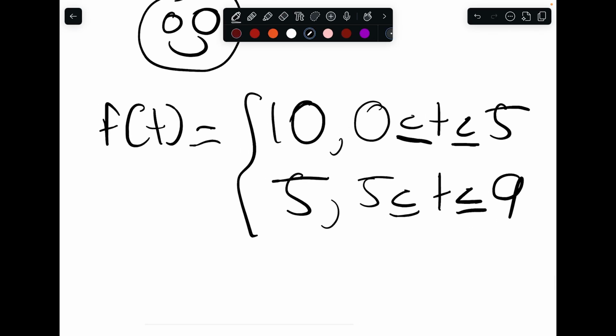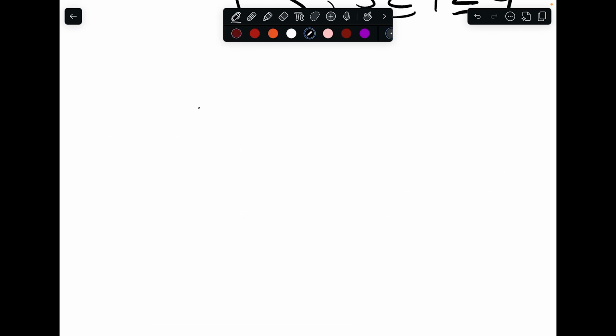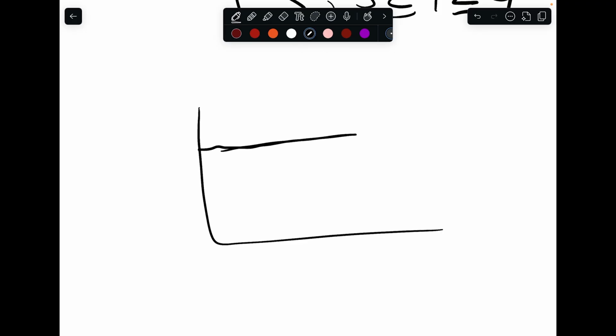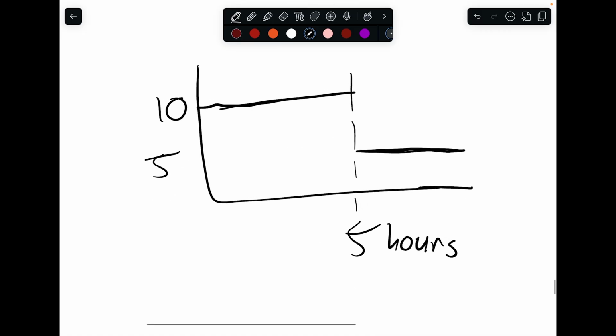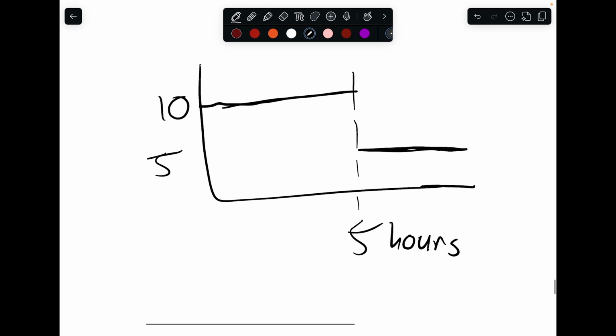Let's think about this function. If we were to graph a function like this, it would look somewhat like this. It would just be some flat line at 10, and another flat line like this. This is going to be 5 hours for our reference. This is 10, and this will be 5. Okay. The definition of a limit is a value that a function approaches.